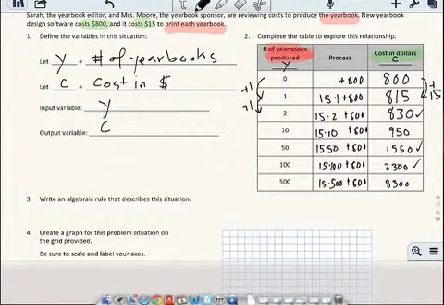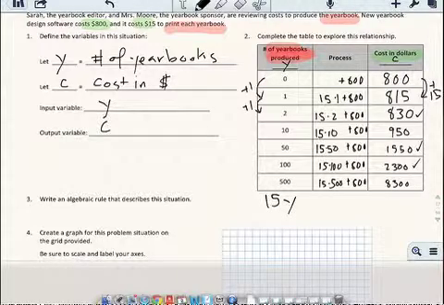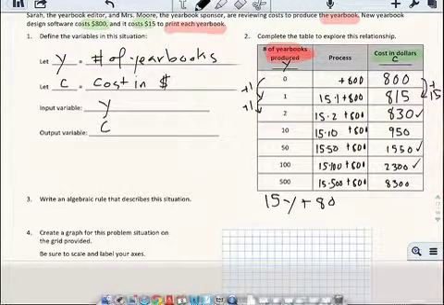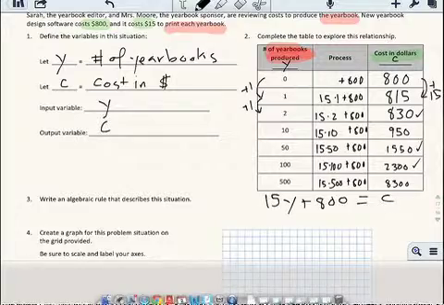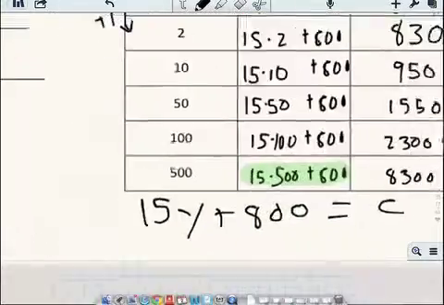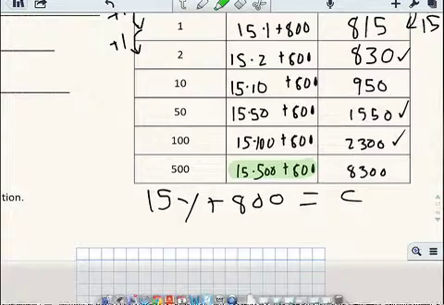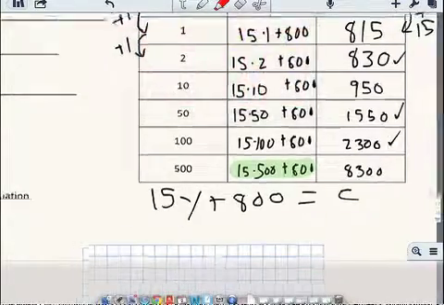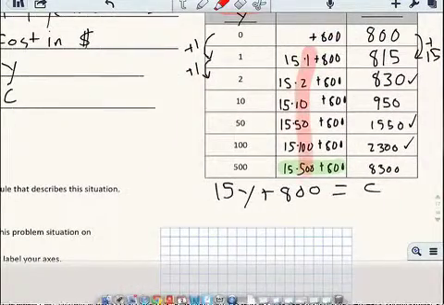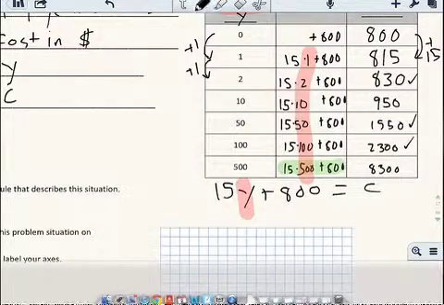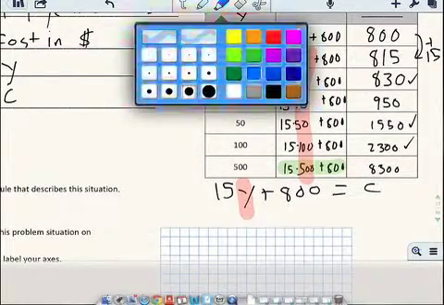So that means that if we take our yearbooks and we multiply it by 15 and we add 800, it will give us the cost. I'm basically reading that right out of my rule here. And so if I take 15 times the input, that's our y, and I'll highlight that in, I think we were using red before. If I multiply 15 times the input, and I add all this stuff that's kind of floating around it.